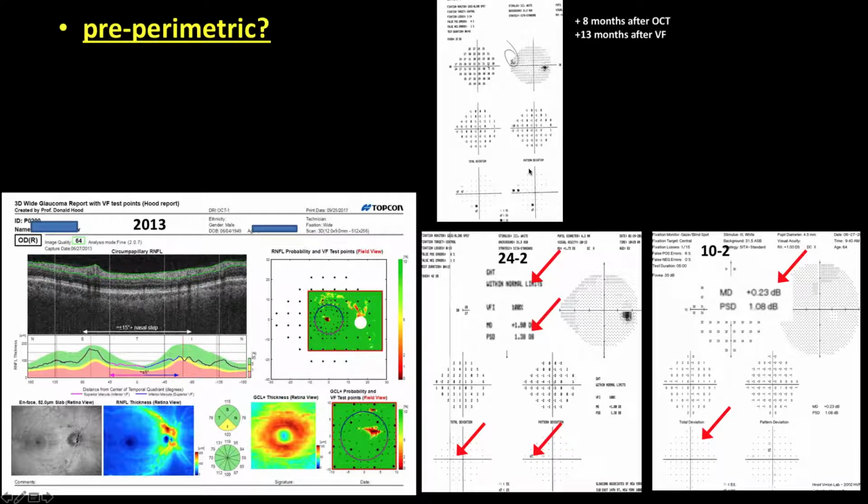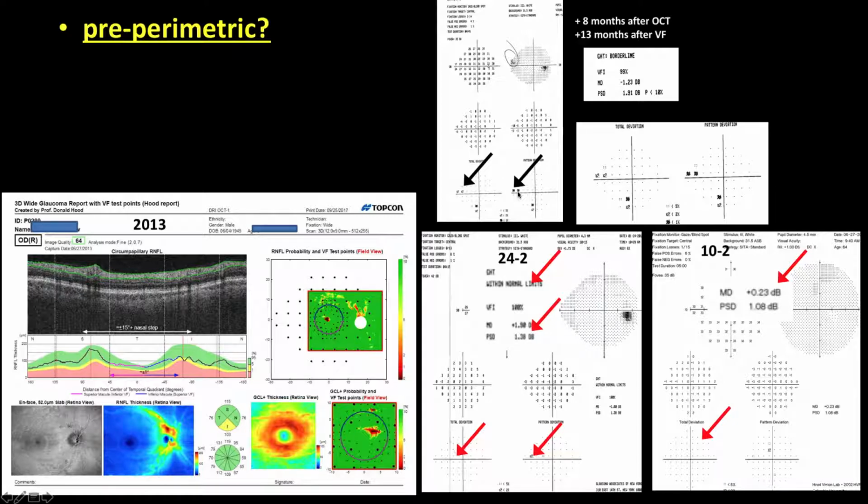Now, preparametric, well, maybe we should have done a second test then. Certainly, 8 months later, when we do the test, we now have a normal set of metrics, but a clear nasal step. So let's blow that up, circle the nasal step. There it is right there. So this damage here is real. It corresponds to this location.